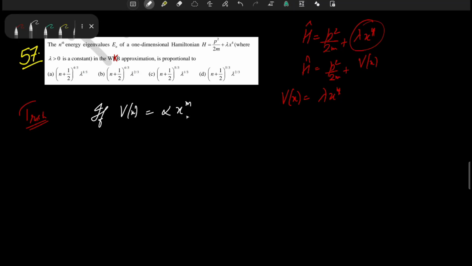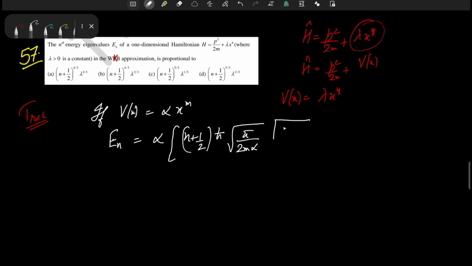So if the potential is given of this form, alpha times x raised to power m, then the energy eigenvalue by WKB approximation is given by alpha, n plus half, n is the quantum number, n plus half h cross under root pi by 2m alpha, gamma of 1 by m plus 3 by 2 divided by gamma of 1 by m plus 1, this whole bracket raised to power 2m by m plus 2.